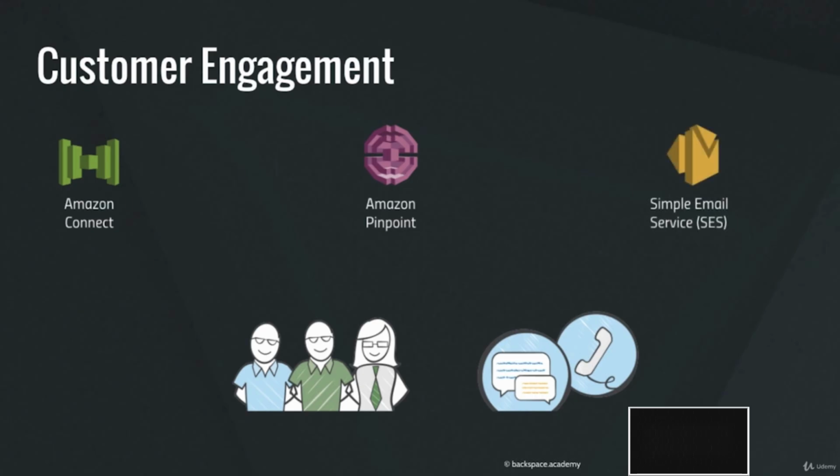Amazon Simple Email Service, or SES for short, is a cloud-based bulk email sending service. And coming up next, we're going to be doing a lab using the Simple Email Service to send an email. So make sure that you download the Introduction to AWS lab notes, and let's get into it.